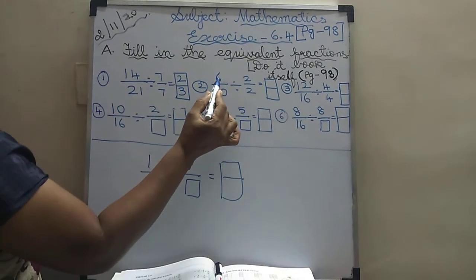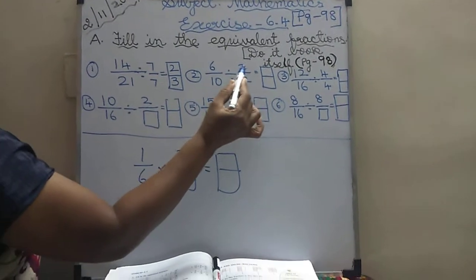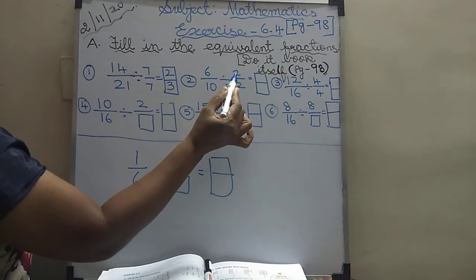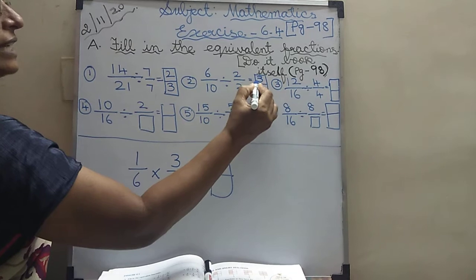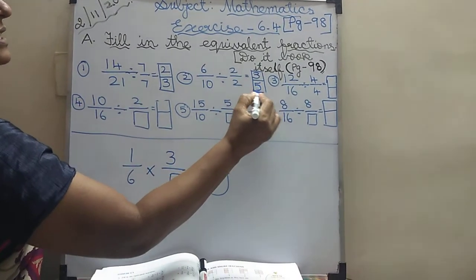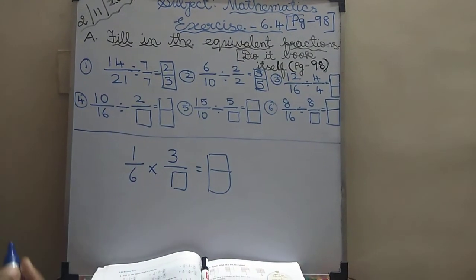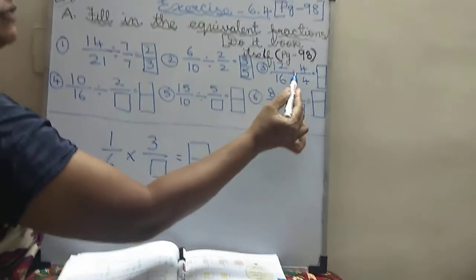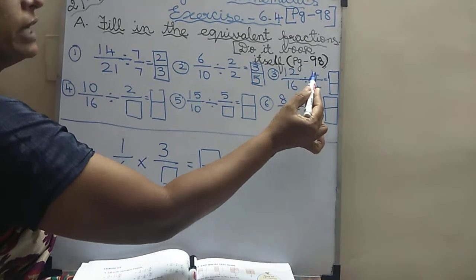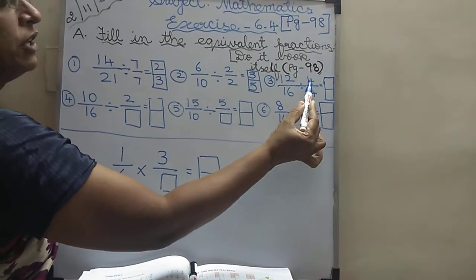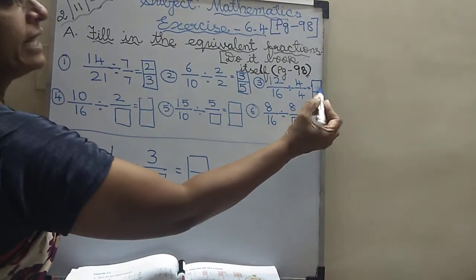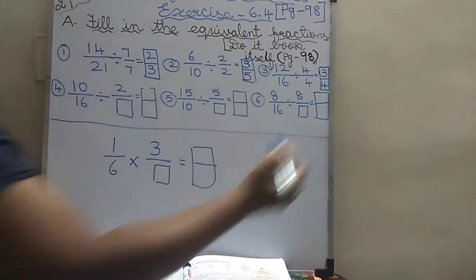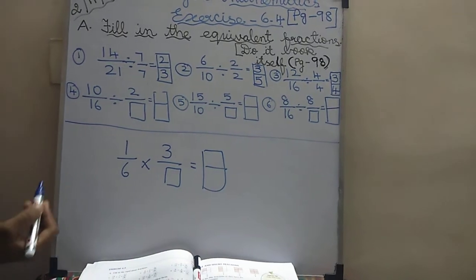The second one, 6 by 10 divided by 2 by 2. Yes, in 2 tables 6 goes. Say the 2 tables, 3 2s are 6 and 5 2s are 10. Understood children? And here 12 by 16 divided by 4 by 4. If so, you have to say the 4 tables. 4 3s are 12 and 4 4s are 16. Very easy, no children?